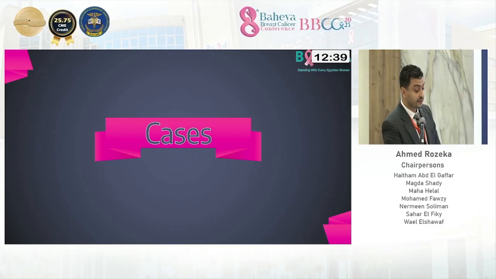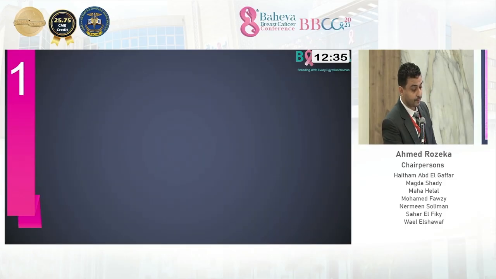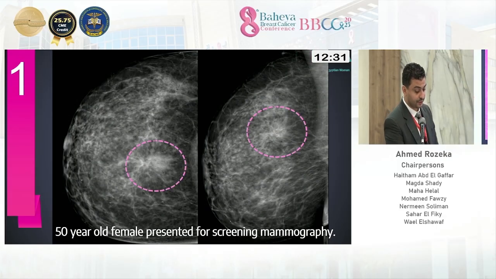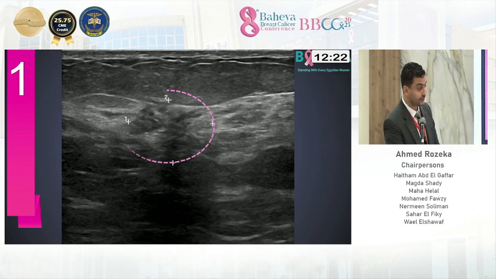Okay, we'll go through some cases where VAP helped us diagnose the patient correctly. This is the first case. This case is a 50-year-old female that presented for screening mammography. She presented with this area of distortion. It was non-palpable. She couldn't feel it. She just came for screening. And on ultrasound, this is its appearance.